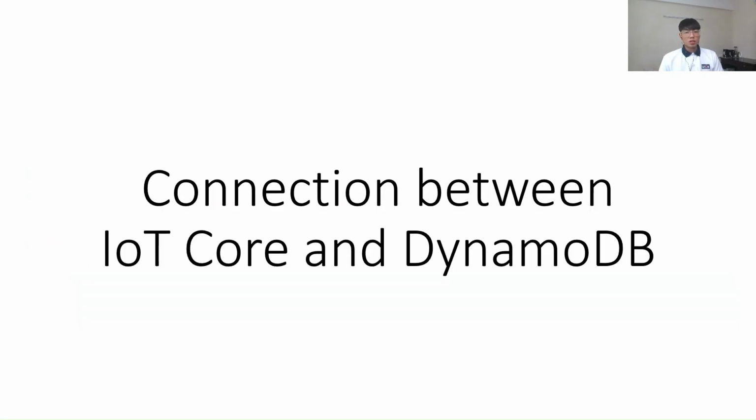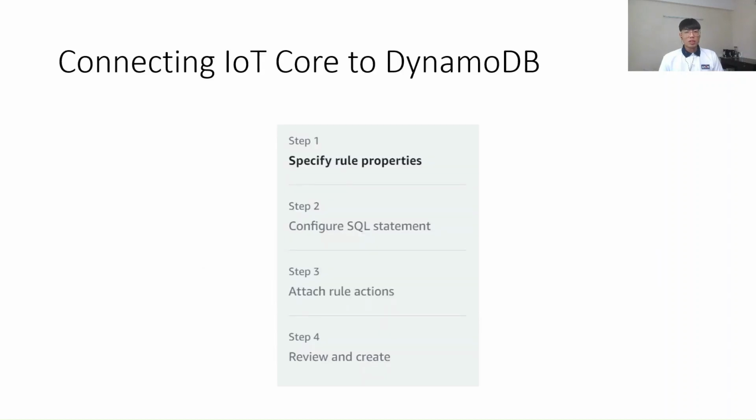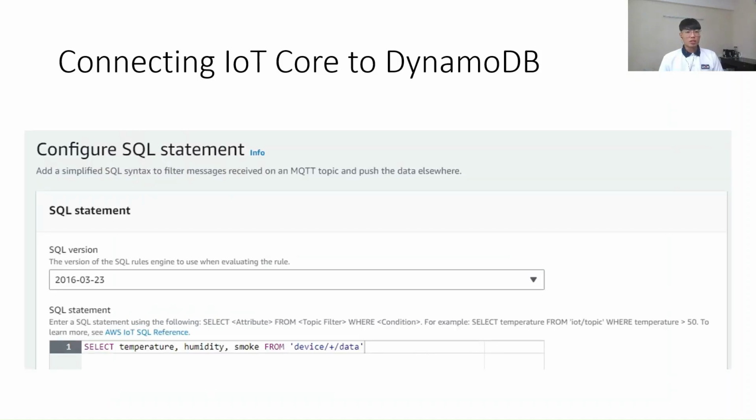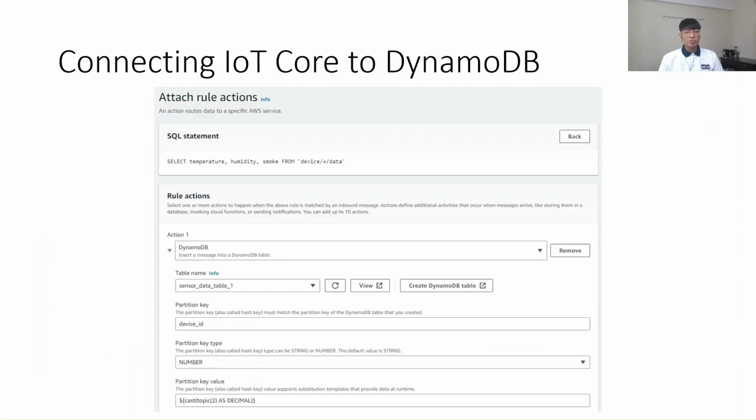Okay, then I will show the connection between IoT Core and DynamoDB. There are 4 steps. First, you need to create a rule. And to create a rule, you need to give a rule name and then click next. And for the SQL version, you should select this, and the statement you should write like this. And then after that, for the rule action, you should select the DynamoDB, and the table name is the table that I created just now, and also fill in the details of the table.